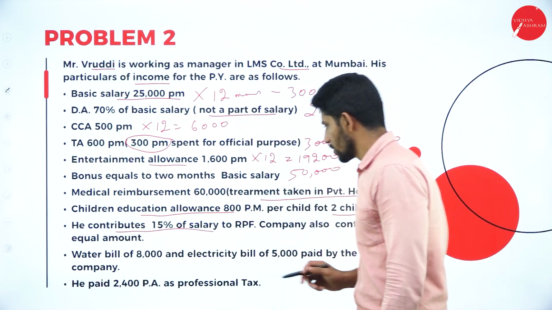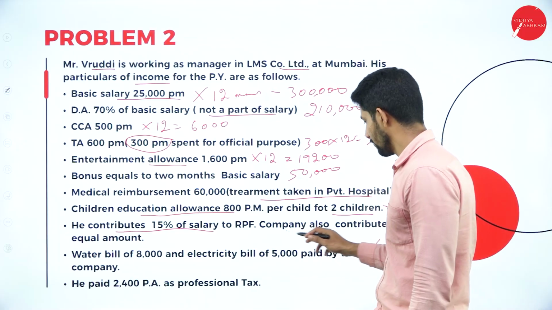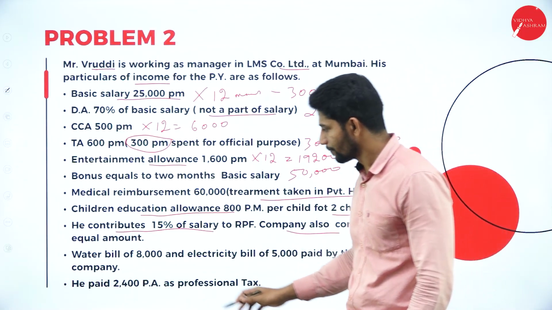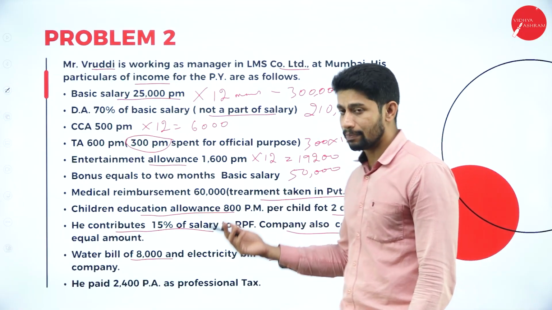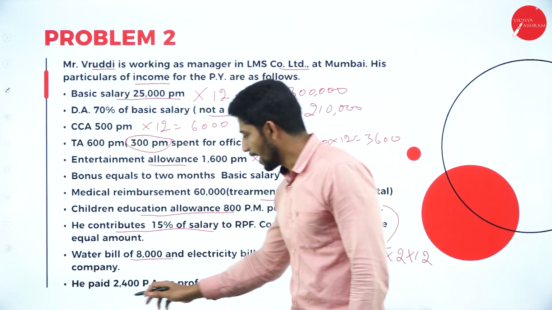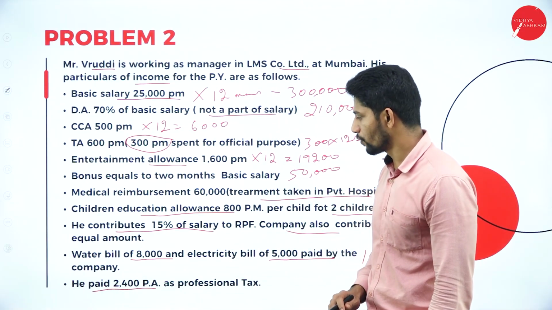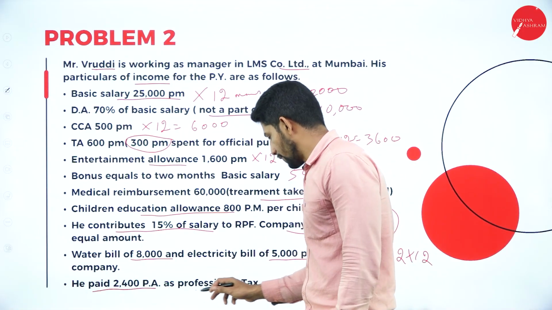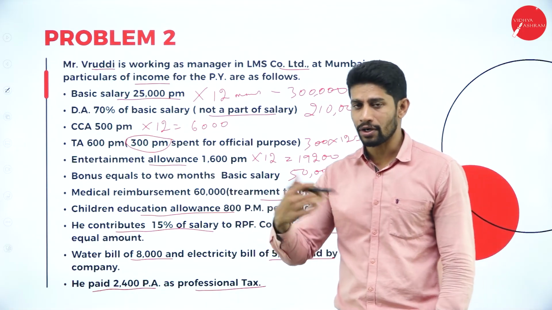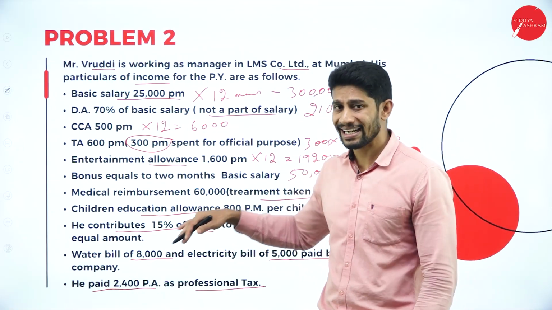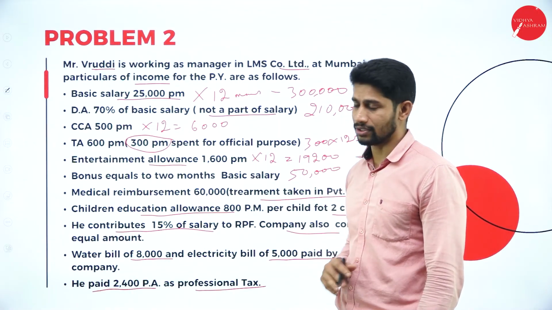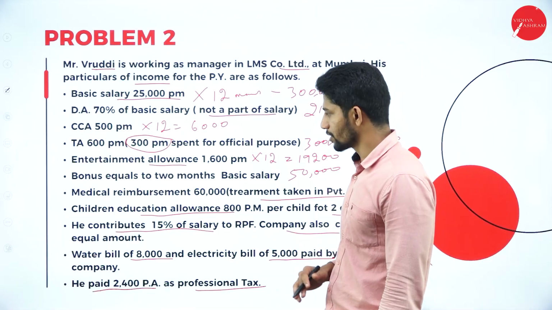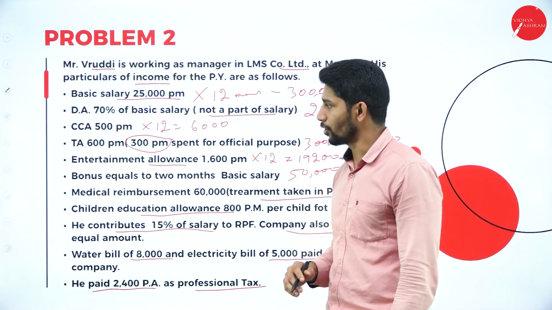Next, he contributes 15% of his salary to RPF and company also contributes. Okay, fine. Water bill 8,000, electricity bill 5,000 paid by the company, that is called perquisites, and he paid 2,400 rupees per annum as professional tax. That is, he is paying, he is not receiving. It's an expenditure for him. It's a deduction. It comes under section 16 under deduction. Okay, this is the information. Based on this, we are supposed to solve the problem.